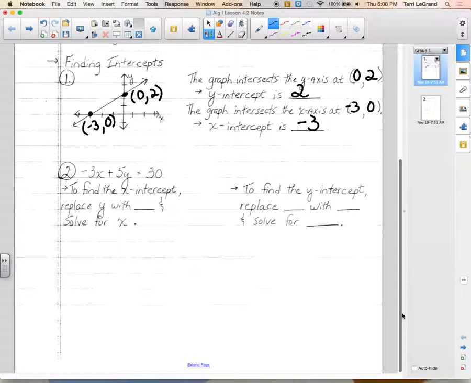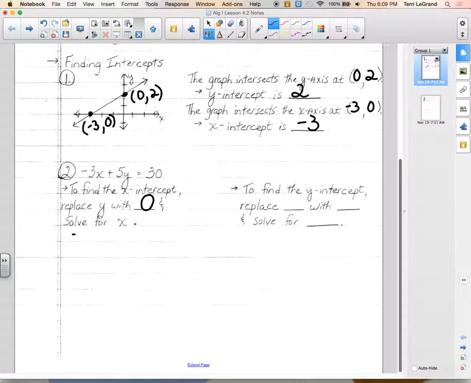Well, let's just practice here now solving for them algebraically. What if we don't have the graph? So we have -3x plus 5y equals 30. We could say that is in standard form, somewhat. Typically we like the x coefficient to be a counting number, a positive integer. It's -3, but we're not going to sweat that. So to find the x-intercept, remember, on the x-intercept, the y value is always 0.